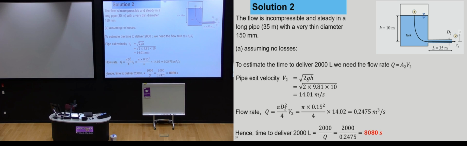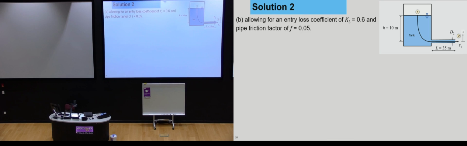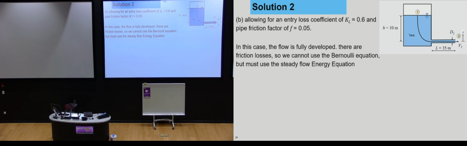But if there are losses, then we have to actually take those into account, which is in part B of the question. So we have an entry loss coefficient of 0.6, and we have a pipe friction factor of 0.05. So the flow is fully developed. It will be because the pipe is so much longer than the diameter. We know we can't use Bernoulli equation, so we must use the steady flow energy equation.